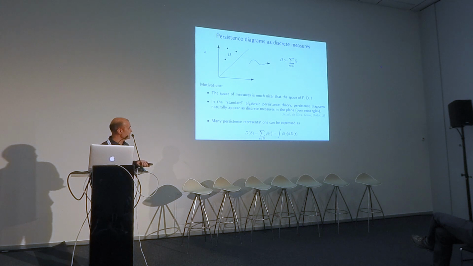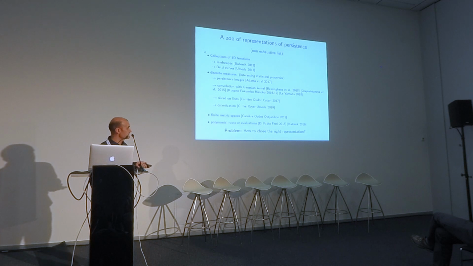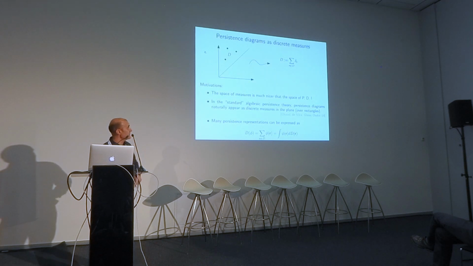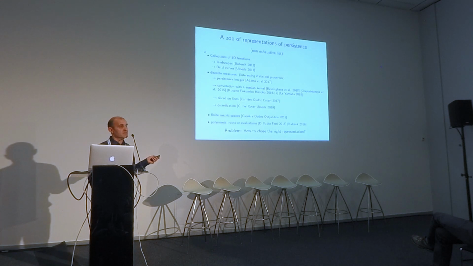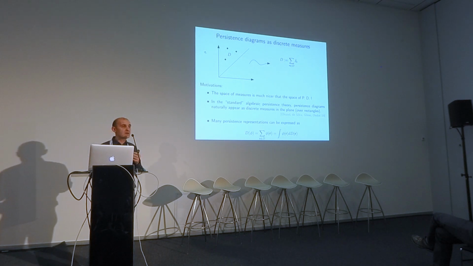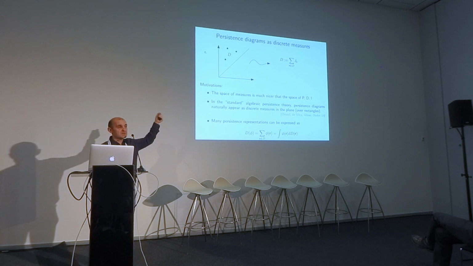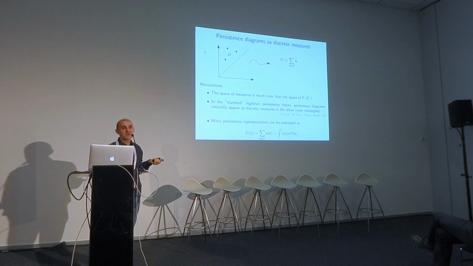So one idea to try to help users choose the right representation comes from a very simple remark that, in fact, most of the existing representations can be seen as particular cases of a general way to represent a persistent diagram. An interesting way to see a persistent diagram, as I told you, this is just a set of points in the plane. Each point corresponds to a topological feature. But you can also see this diagram just as an empirical measure, a discrete measure in the plane, right? You put a Dirac mass at each point of the diagram, and then you get a discrete measure.